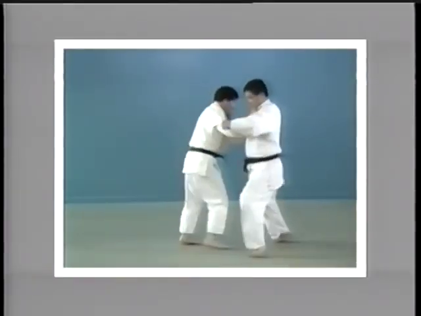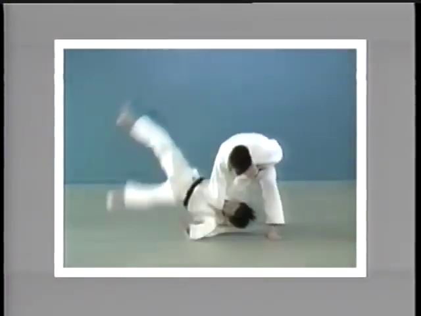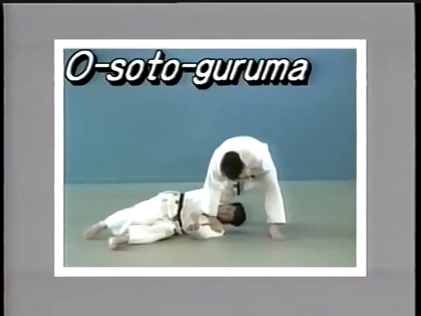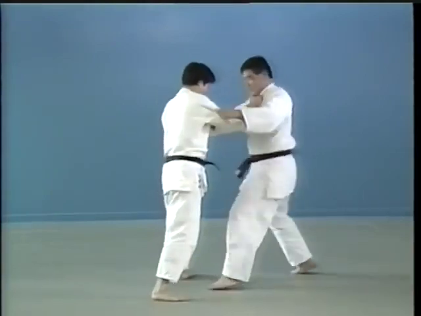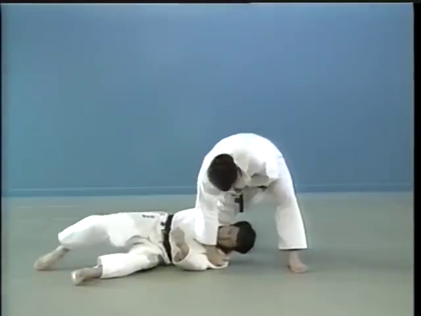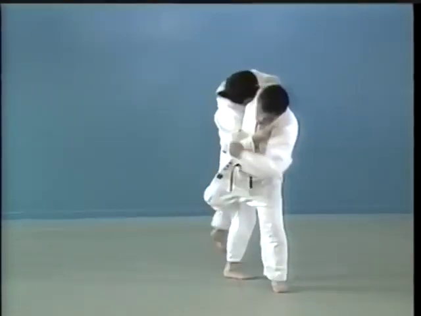Osoto guruma. In Osoto guruma, you begin your throw as in Osoto gari, but cut both your opponent's legs as you twist him down.